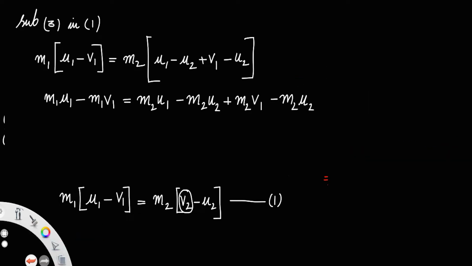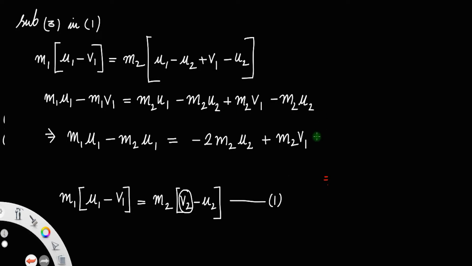Therefore, this will become, take the u1 to one side, that is m1 u1. Take this u1 to the left, that is m2 u1 is equal to this minus m2 u2, minus m2 u2 will become minus 2 m2 u2, plus m2 v1. Take this m1 v1 to the right, plus m1 v1.